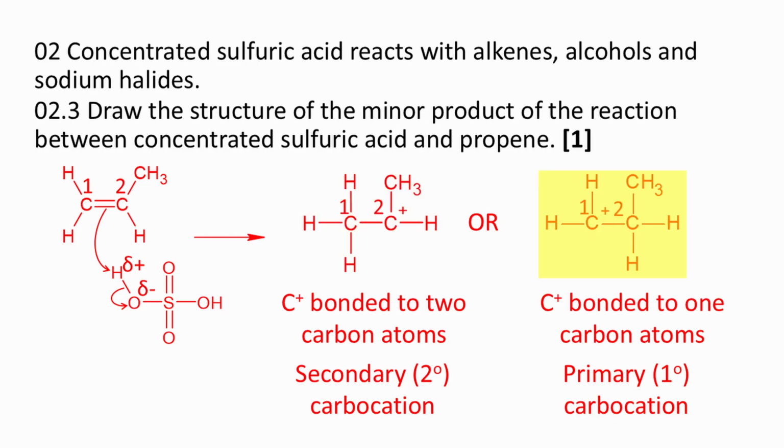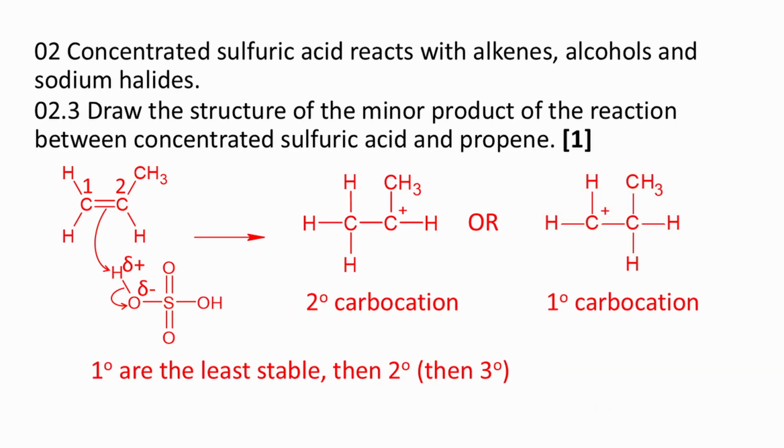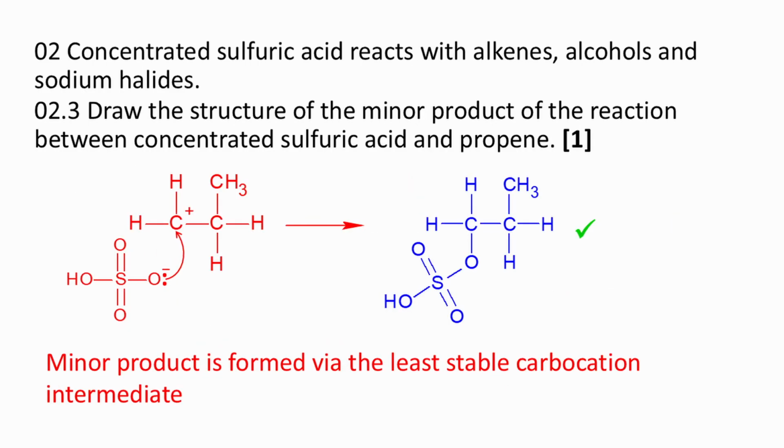If hydrogen bonds to carbon 2, the intermediate highlighted here is formed. The C plus carbon is bonded to 1 carbon atom. This is a primary carbocation. Primary carbocations are the least stable, then secondary, and then tertiary. The minor product is formed via the least stable carbocation intermediate.